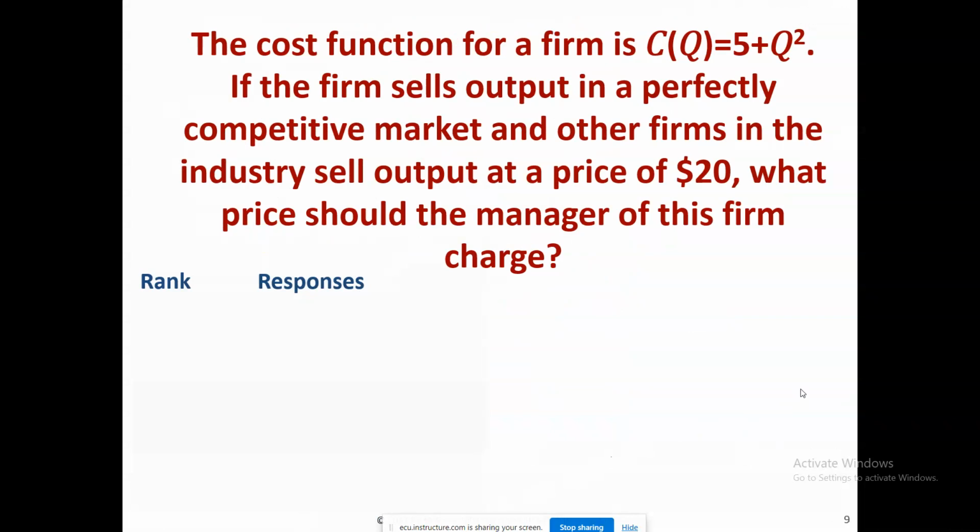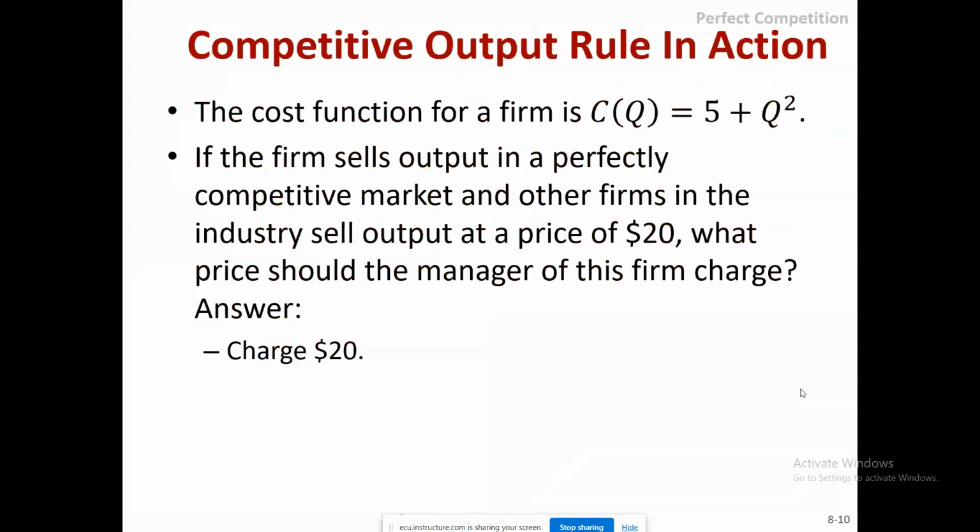Here's a practice. Please pause and try. All right. This question asks what price the firm in a perfectly competitive market should charge for its products. Obviously, it should charge whatever the other firms charge, which is $20, the market price. If it charges more than that, it will lose all consumers to rival firms because there are so many firms producing homogeneous products.